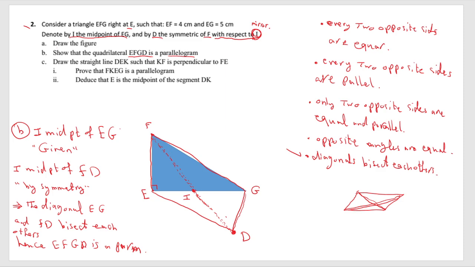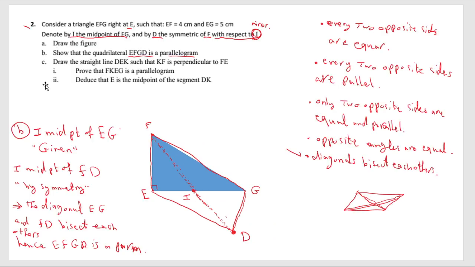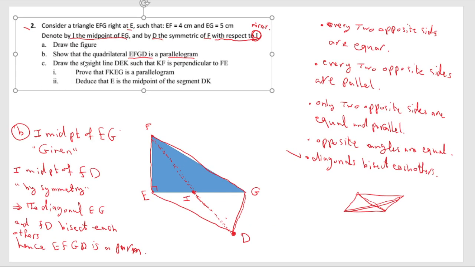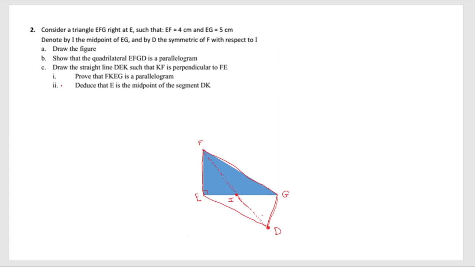طيب هلا in the next part شو عم بقول؟ He's saying that you need to draw something else. شو has something else؟ خلينا نشوف. He said in part C, draw the straight line DEK. احنا خلصنا A و B. DEK. هيدا كله لازم يكون straight line. هيدا كله هون DEK. Okay, straight line.